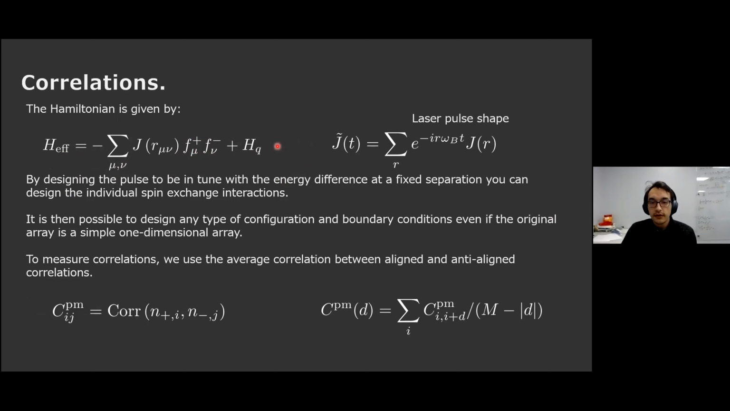This is just the Zeeman quadratic effect given by that magnetic gradient that we had in the previous slide. And then the strength of these correlations between spins is going to be given by this pulse, in which this WB is just the splitting that we saw before. So essentially, by making a pulse that has the right Fourier transform, we will be able to tailor these interactions.